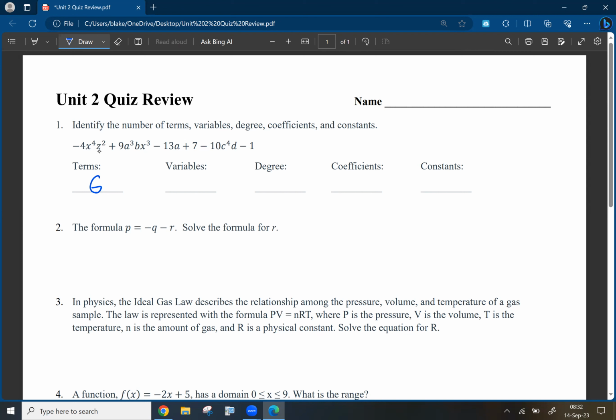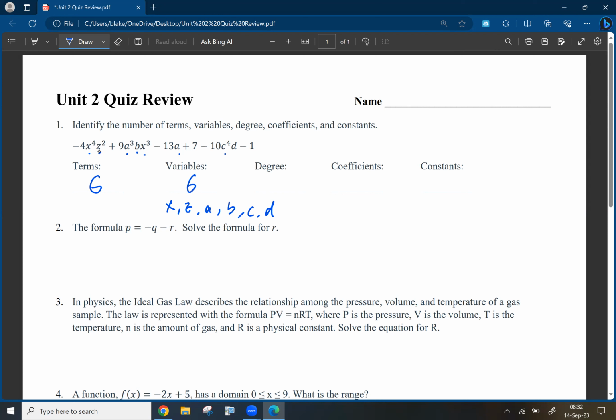The variables, let's count them out. I'm going to list them as well. We have X, we have Z, we have A, we have B. I already said X. We have A, I already said A, C and D. And that's it. So it looks like there are 6 different variables as well.